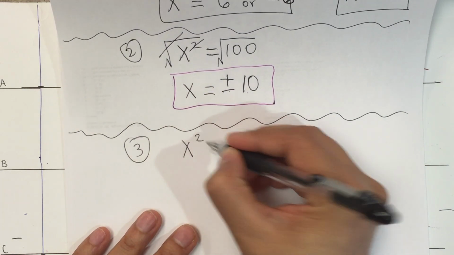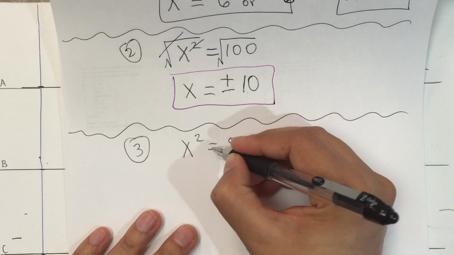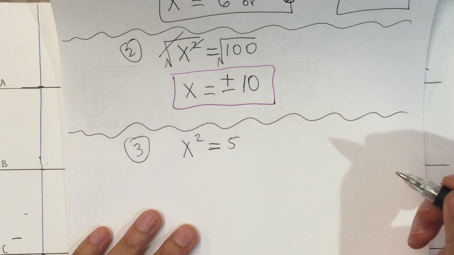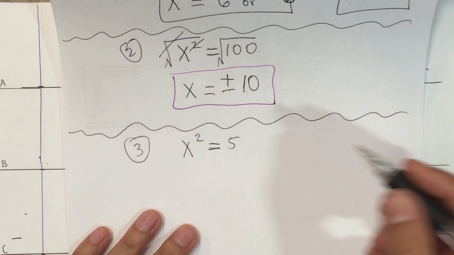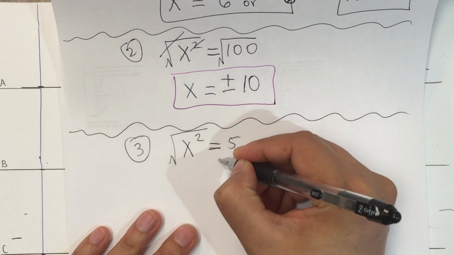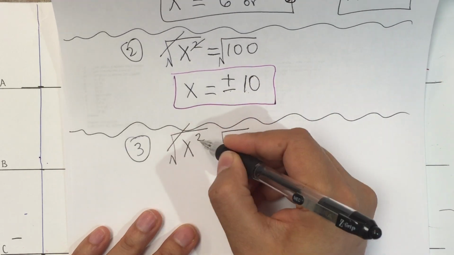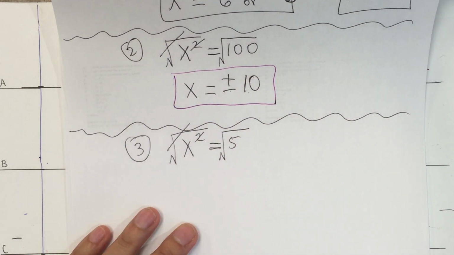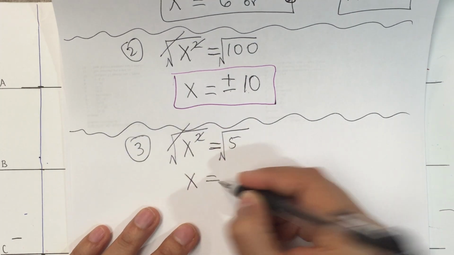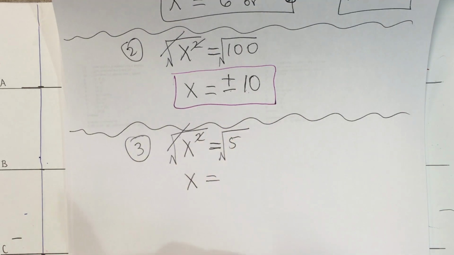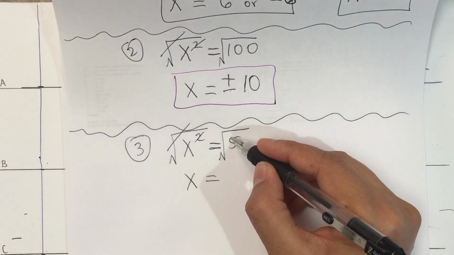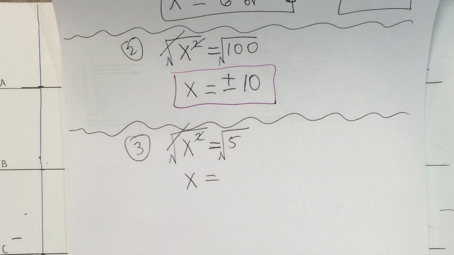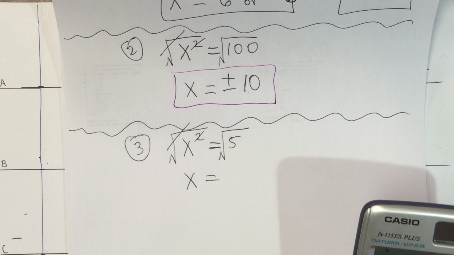What about x squared equals 5? Same thing, we take the square root of both sides, and this cancels. So x is equal to... now in here, eventually we're going to be using our calculators to get the exact answer. But for now, we're just going to leave it as simplified.